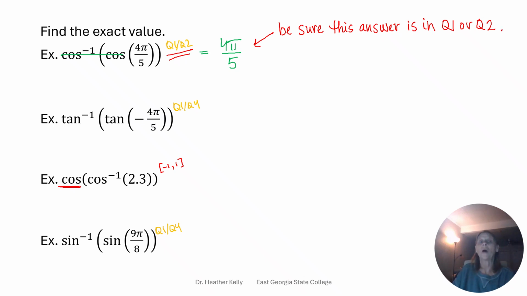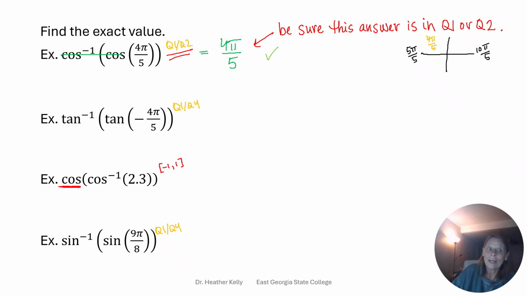Well, 4 pi over 5 is 1 click shy of pi, and here, especially since this is over 5, let's just look at it here. If we're dealing with 5s, this is going to be 5 pi over 5, and this is going to be 10 pi over 5. So 4 pi over 5 is definitely in quadrant 2. So be sure that this answer is in quadrant 1 or quadrant 2 because we're dealing with cosine. It is. Check. We're good. Okay.